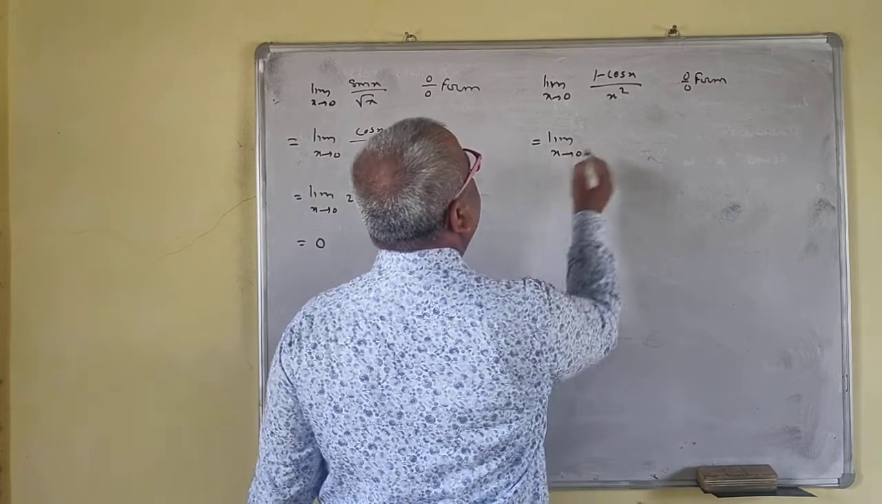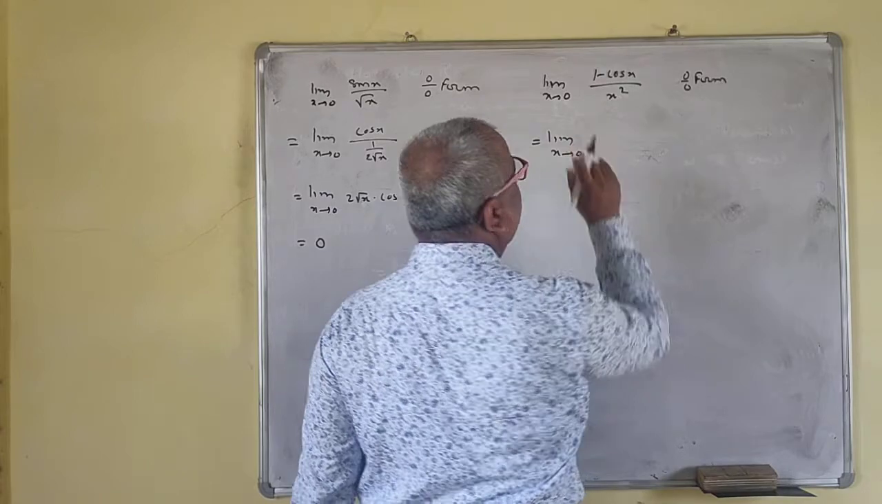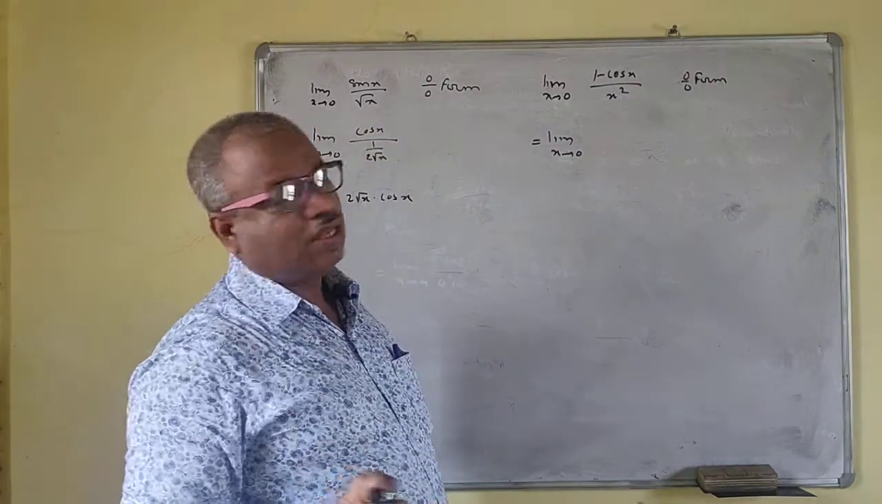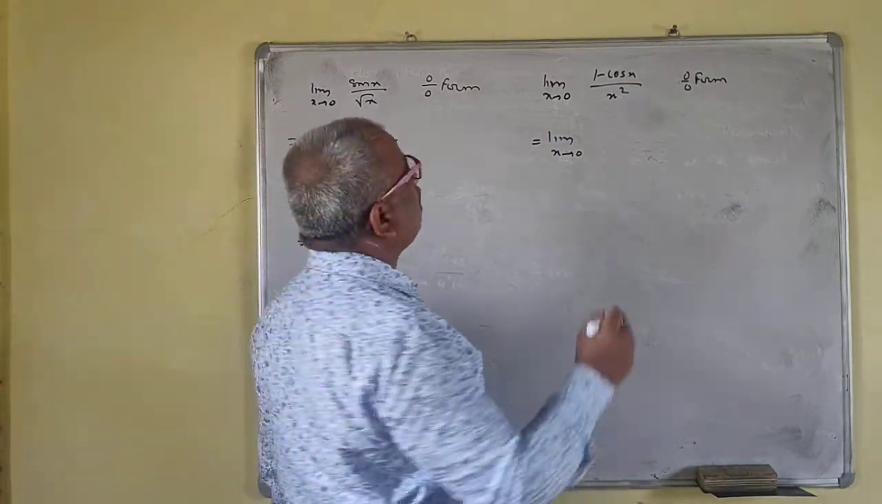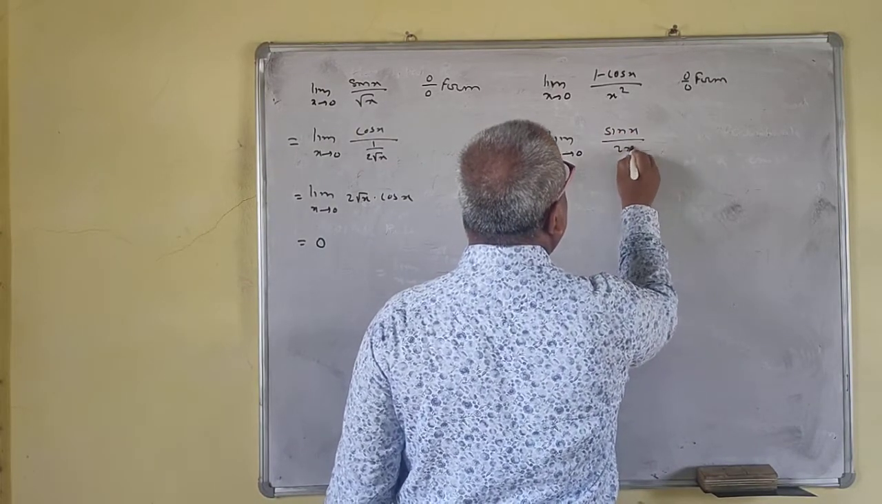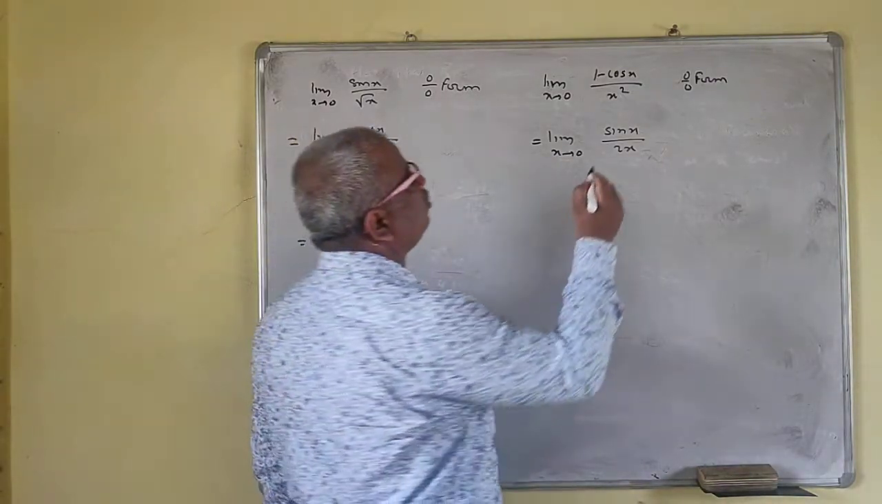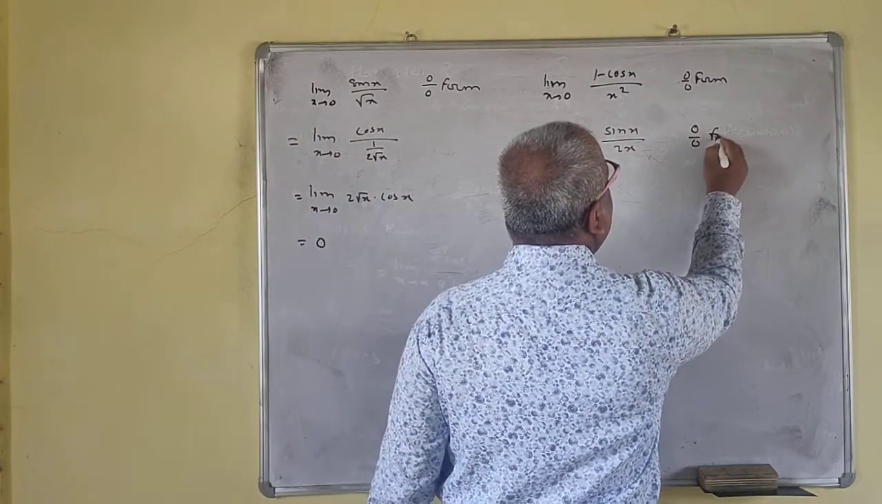Limit x tends to 0. You differentiate this. The derivative is 0. The derivative of minus cos x is sin x, since the derivative of cos x is minus sin x. So sin x upon 2x. Okay, you can differentiate again. So this is again 0 by 0 form.